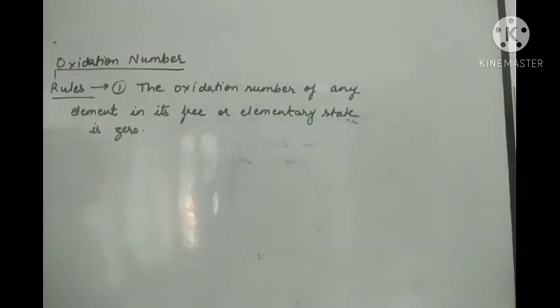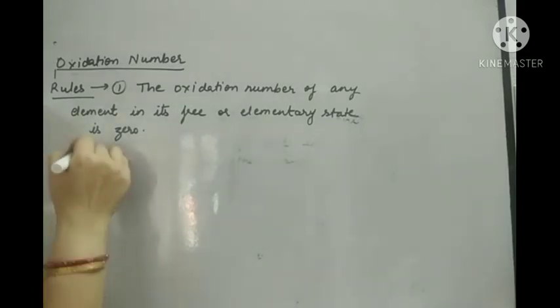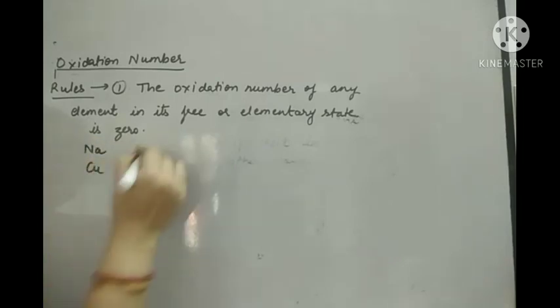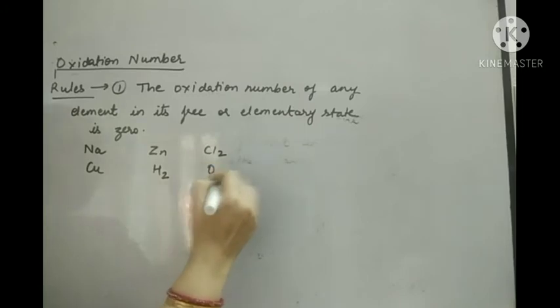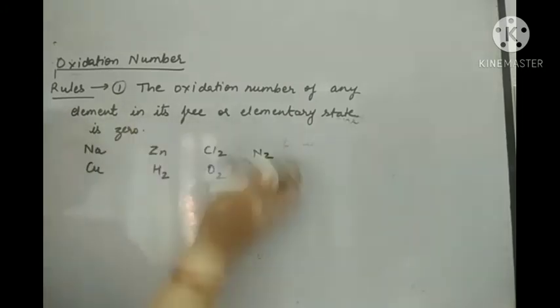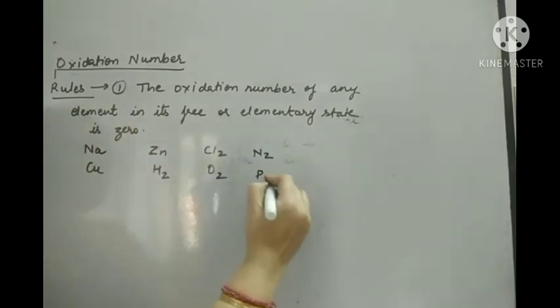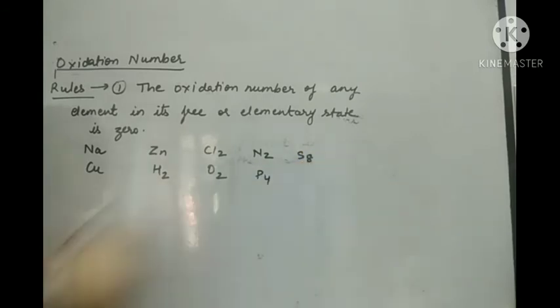The first rule is that the oxidation number of any element in its free or elementary state is 0. For example, sodium, copper, zinc, H2, Cl2, O2, N2. Now these are all elemental forms. P4, S8, these are allotropes.